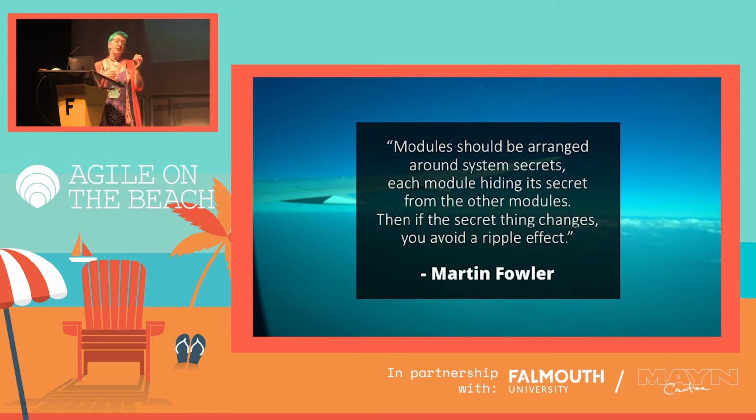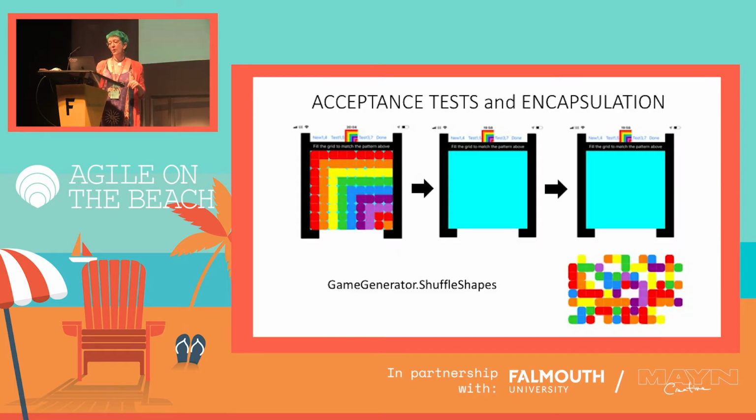And then if the secret thing changes, so if the implementation changes and you change your mind about how you're going to do something, nobody else is affected because they don't even know about it. So the clients of that class, the other modules of code, don't know about it. So this is encapsulation. Now, my acceptance tests did not help me with encapsulation.